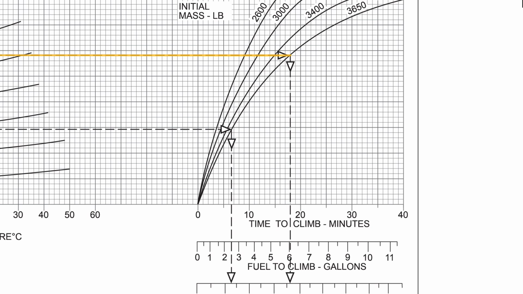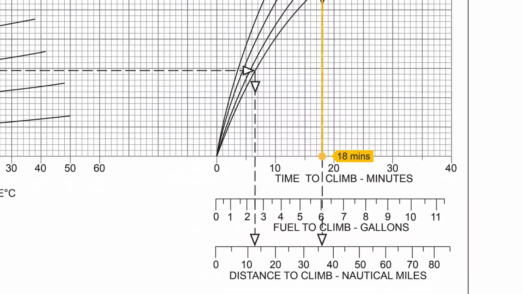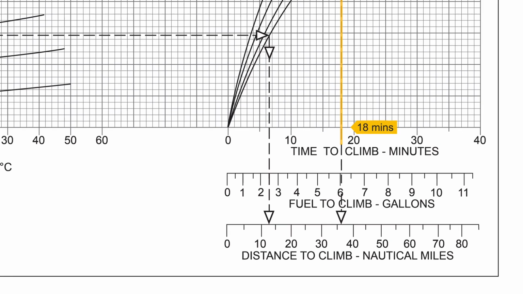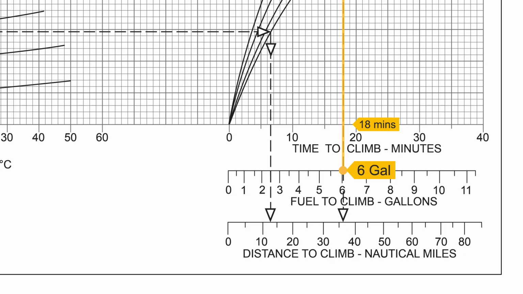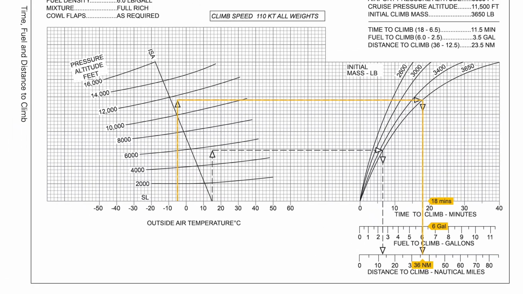From this point, drop down vertically and read the time taken to climb from the upper scale of 18 minutes, the fuel used of 6 gallons and the air distance from the bottom scale of 36 nautical miles. Note these values.